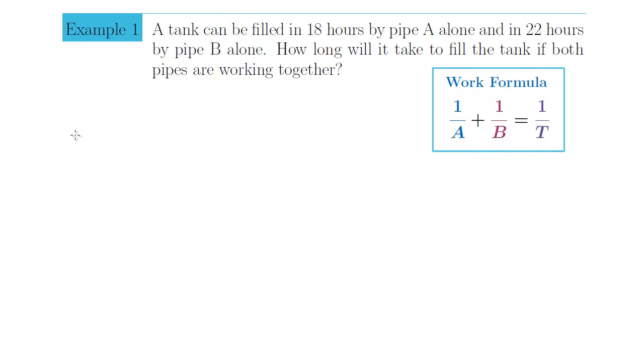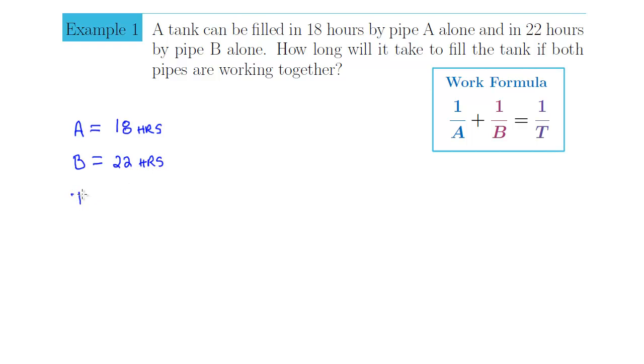So let's identify A. A is the amount of time it takes for pipe A to fill the tank. And so A is simply 18 hours. B is the amount of time it takes for pipe B to fill the tank. Pipe B can fill the tank in 22 hours, so B is simply 22.